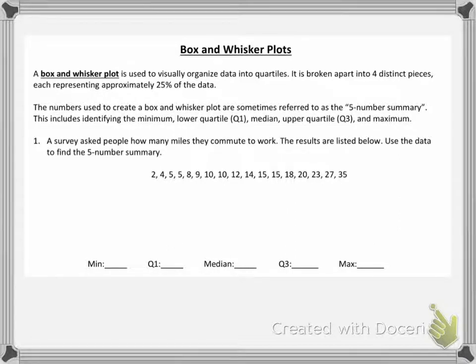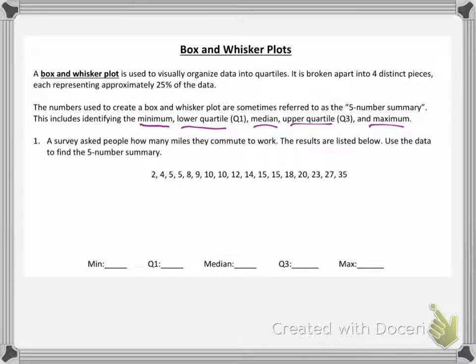So we use box and whiskers to visually organize data into quartiles, so breaking things into 4 pieces, each containing approximately 25% of the data. Box and whisker plots are created from what's called the 5-number summary. As you can see listed out here in the little blurb above, that 5-number summary consists of the minimum, the lower quartile, the median, the upper quartile, and the maximum. So we're going to briefly go over how to find those values first, but again, most of this will be focusing on interpreting an existing box and whisker.